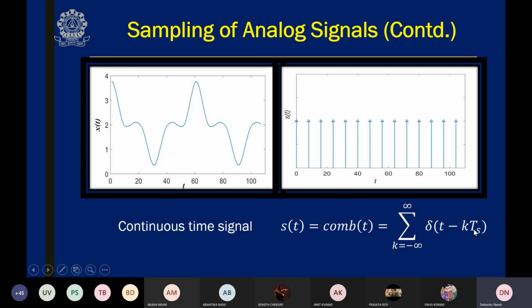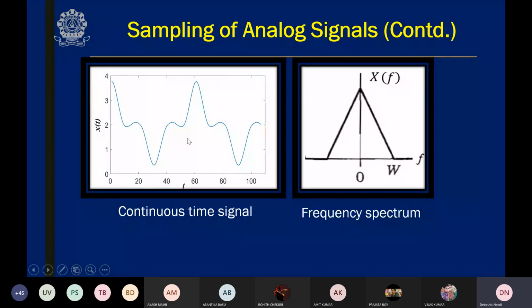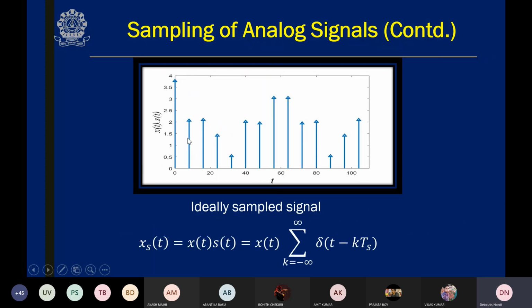I think you know the definition of the impulse function, because in signals and systems this impulse function is already described. So this is the comb function. If you take a series of impulse functions like this, that is actually called the comb function. Now, if this comb function, or this sampling function s(t), is multiplied with this signal, then you will get the sampled signal like this.